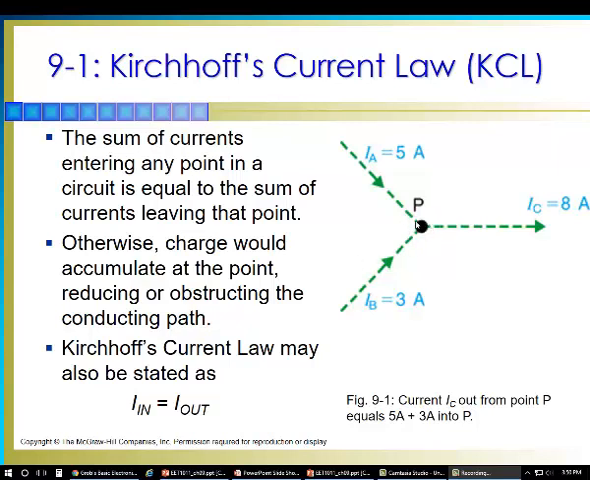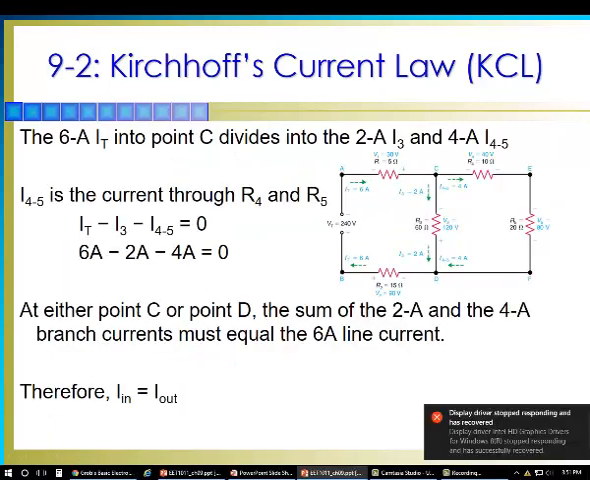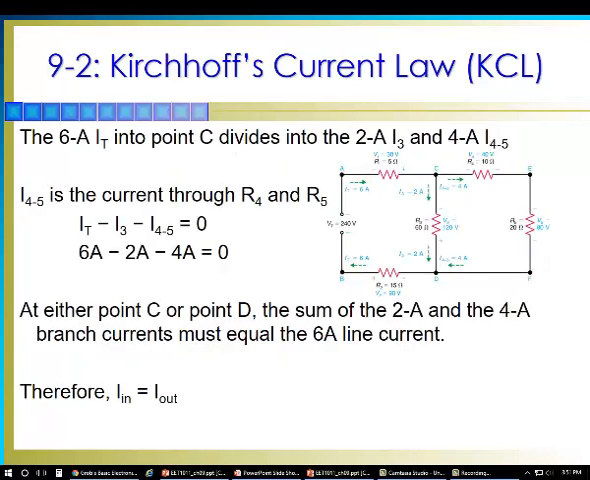If you look at this node right here, let's assume this is a point in a circuit, and we have current A coming in this way, current B coming in this way, so the sum of these two must be equal to the current C that comes out. We have 5 coming in and 3 coming in, so the total current coming out must be 8 amperes.